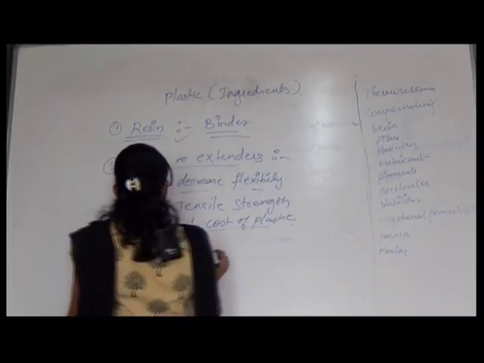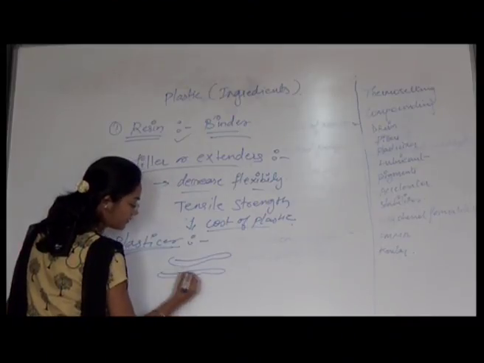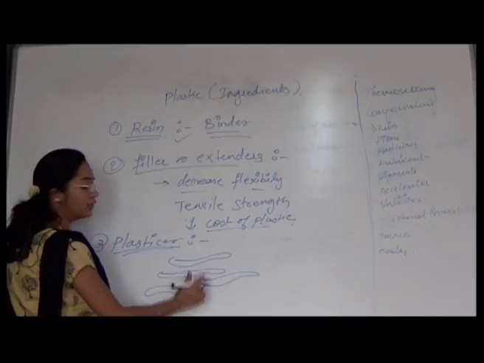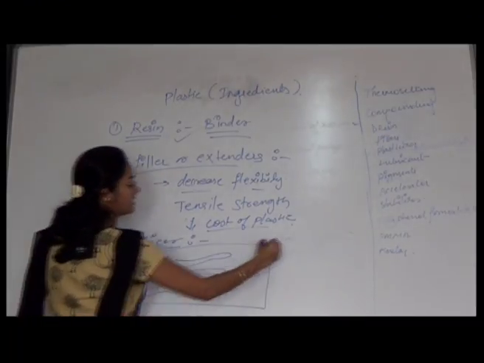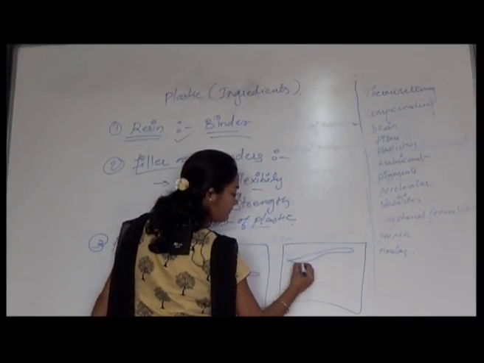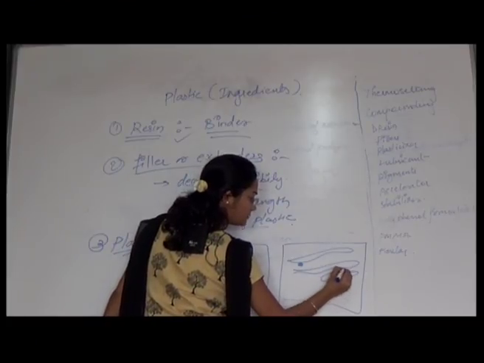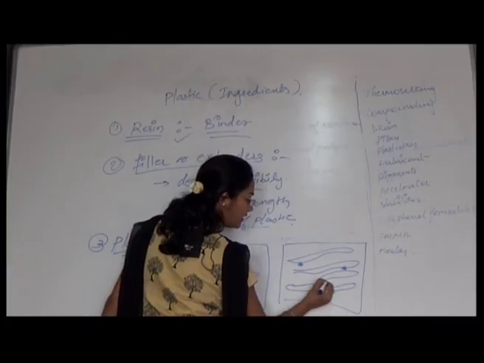For example, suppose these are the strands of a plastic. These are the strands of a plastic, and here I have put no plasticizer. Whereas here I am putting some plasticizers in between. Now we are going to see what is the mechanism that is exactly happening over here.